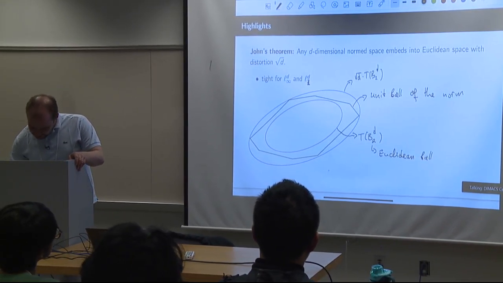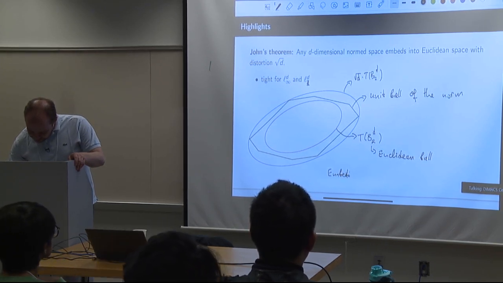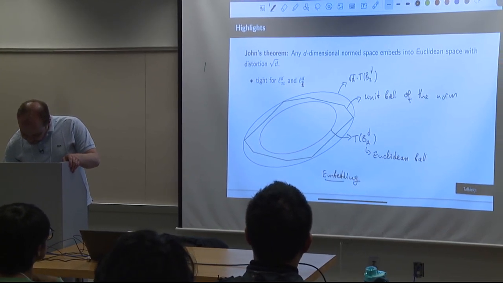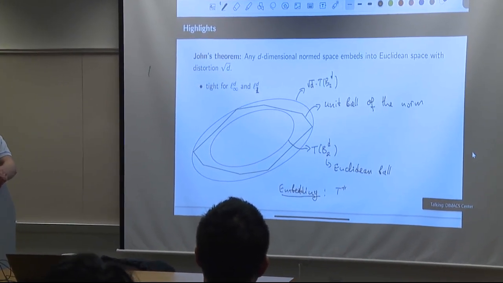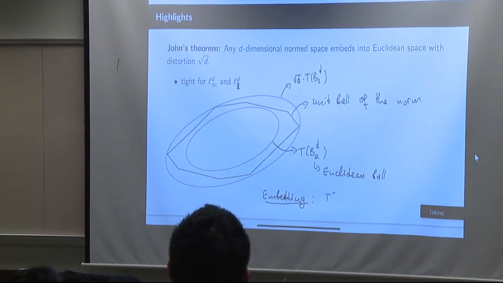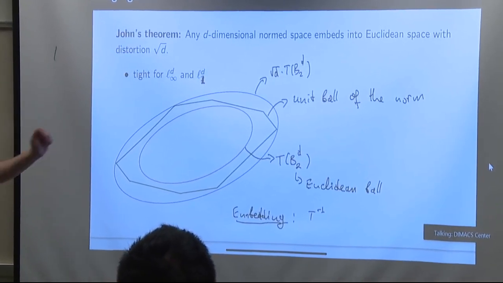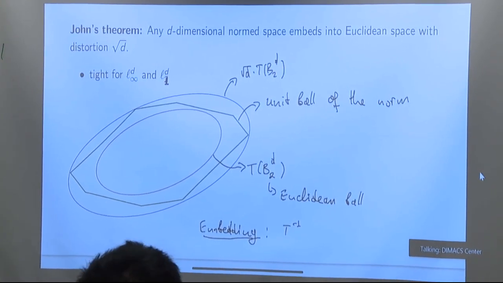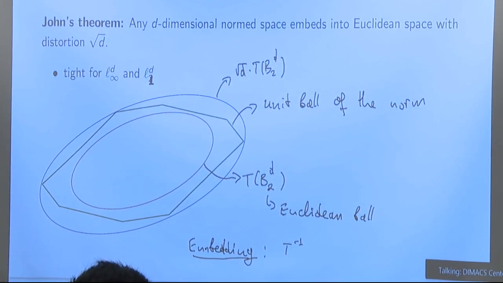Okay, and the embedding is in fact linear. The embedding is just the inverse of this. It's just the inverse of this map that gives us this ellipsoid that approximates the unit ball of the norm.